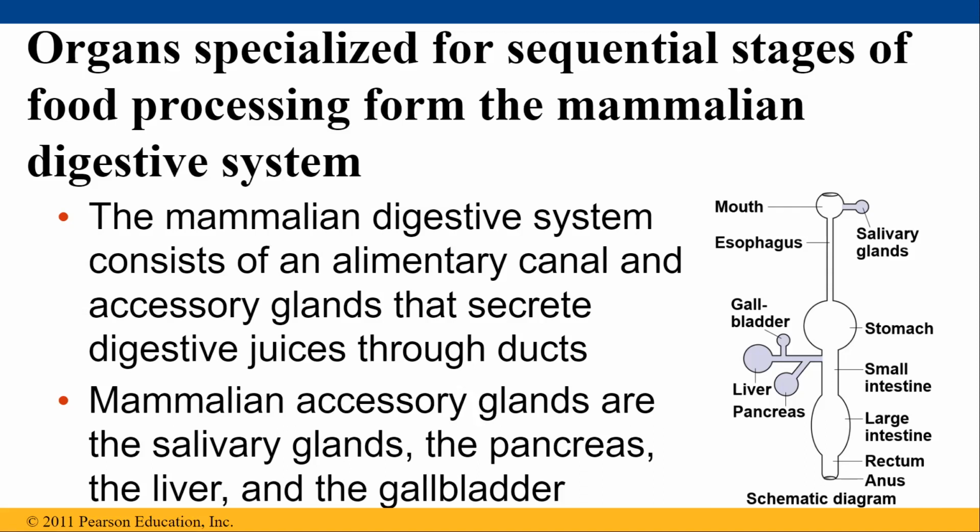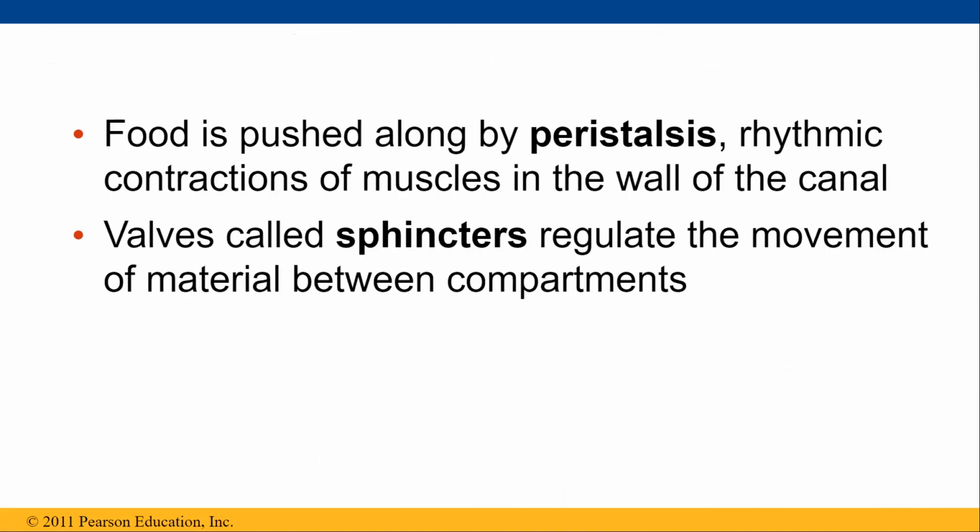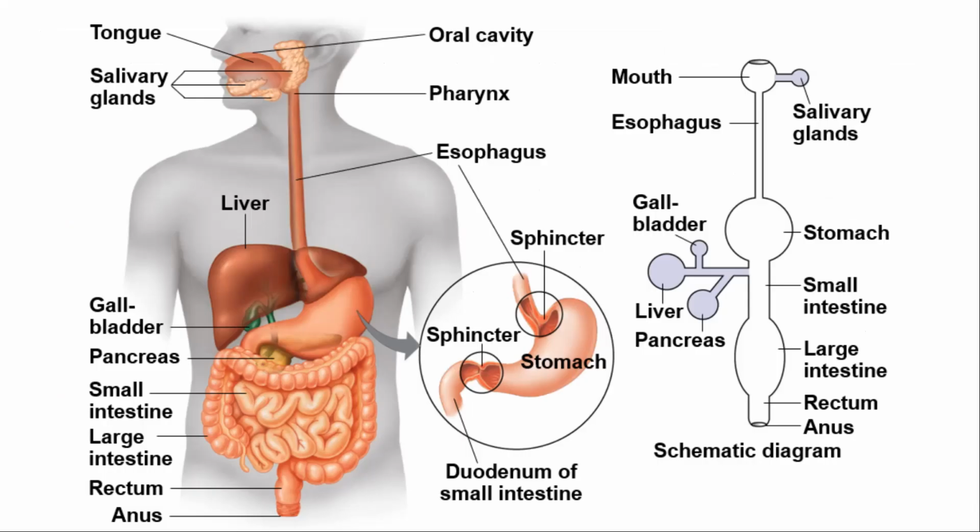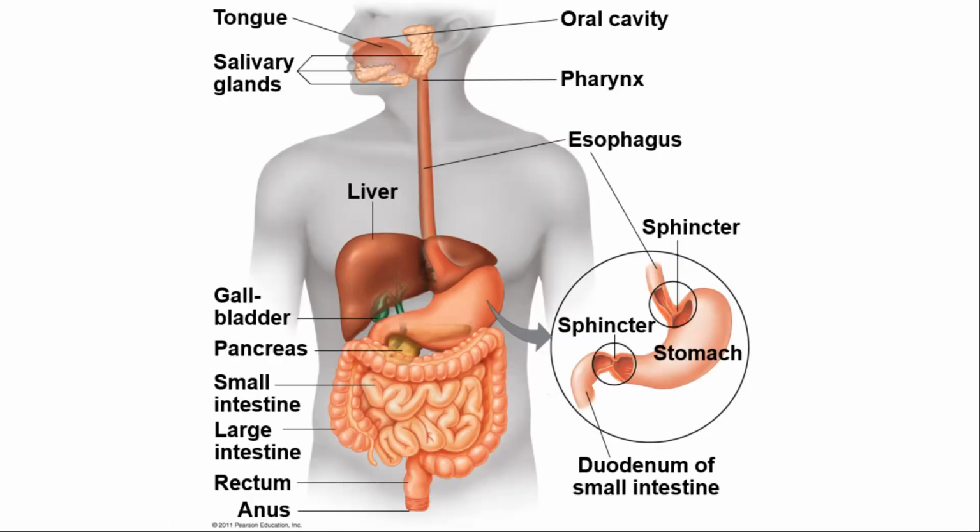So the alimentary canal and the accessory organs all make up our digestive system. And food is moved along through the digestive system through peristalsis, and then we've got sphincters that help to regulate the movement of that material through our digestive system. But we're not going to get into all of those details. We really want to just focus on the surface area to volume ratio examples when we're looking at the digestive system. So food is going to enter your digestive system through your mouth.